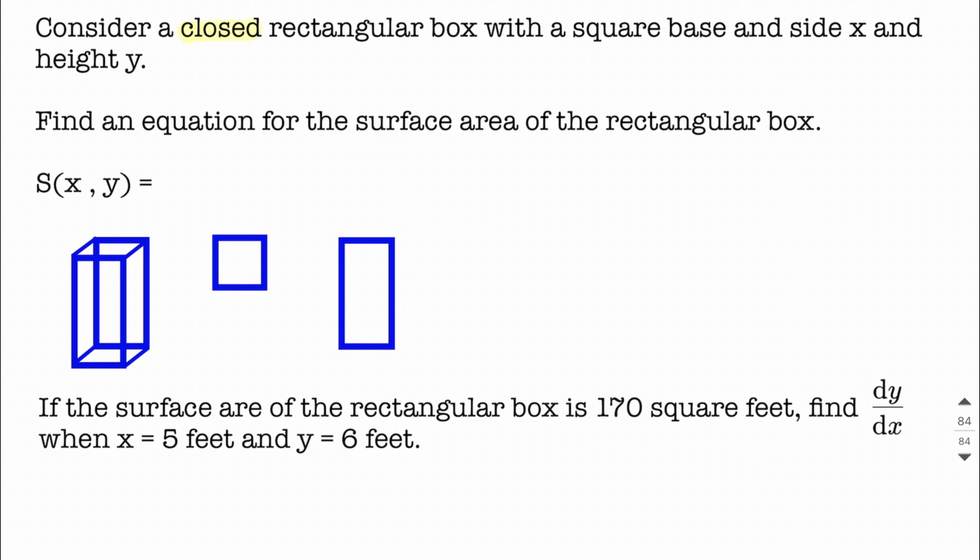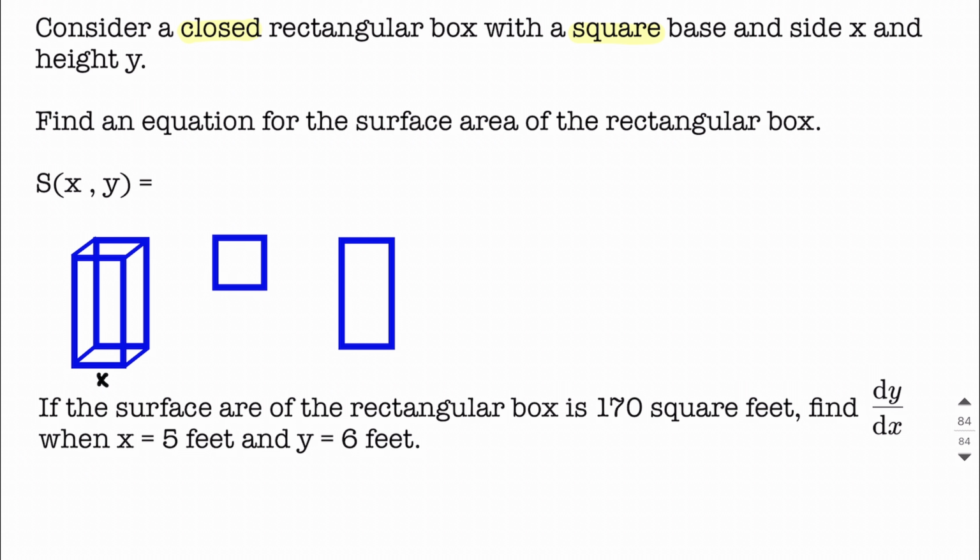And what that means is it's going to have both a top and a bottom. The next thing is it has a square base, and they've told us we can go ahead and label our base as x. Drawing a picture always helps when I'm doing these. It really wraps my head around things a lot better if I'm visualizing it, so I've tried to draw one for you.